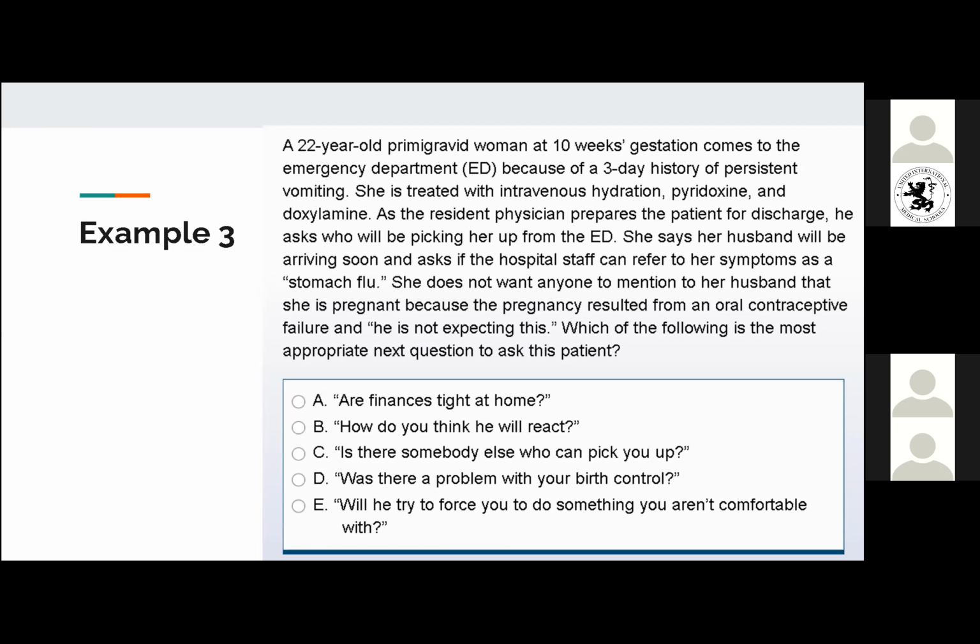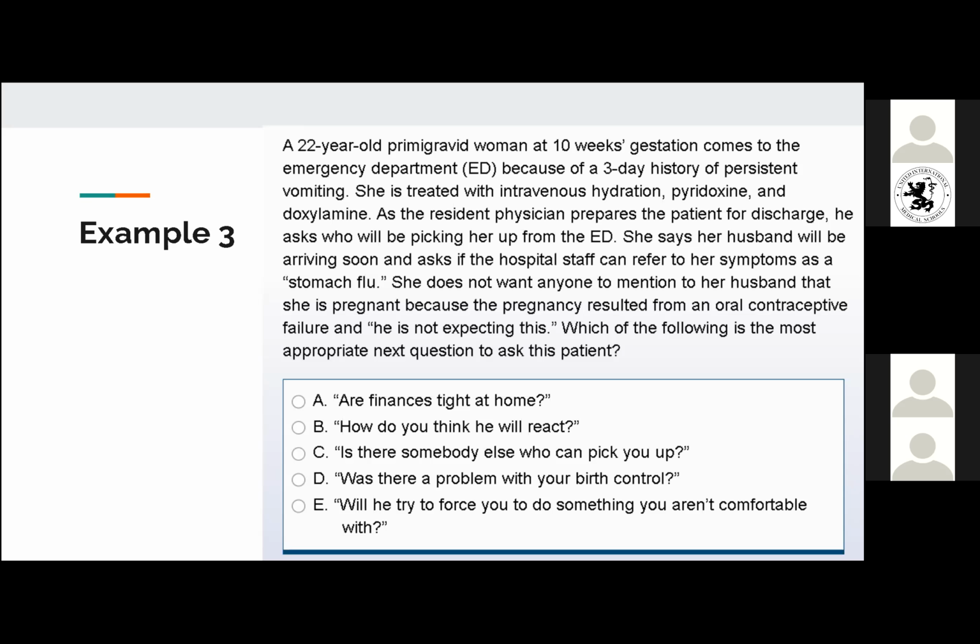So a 22-year-old primogravid woman at 10 weeks gestation comes to the ER because of a 3-day history of persistent vomiting. She is treated with intravenous hydration, pyridoxine, and doxylamine. As the resident physician prepares the patient for discharge, he asks who will be picking her up from the emergency department. She says her husband will be arriving soon and asks if the hospital staff can refer to her symptoms as a stomach flu. She does not want anyone to mention to her husband that she is pregnant because the pregnancy resulted from an oral contraceptive failure, and he is not expecting this. Which of the following is the most appropriate next question to ask this patient?